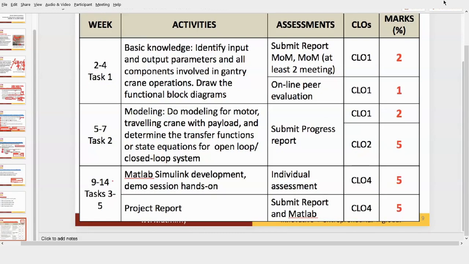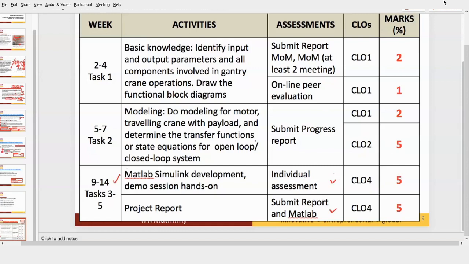Week 9 to week 14. This one is individual and this one is group. Okay, all the rubrics will be given so you know what things we assess the students on. It is not a very complex report, just a simple report that can give 5 marks to the student.